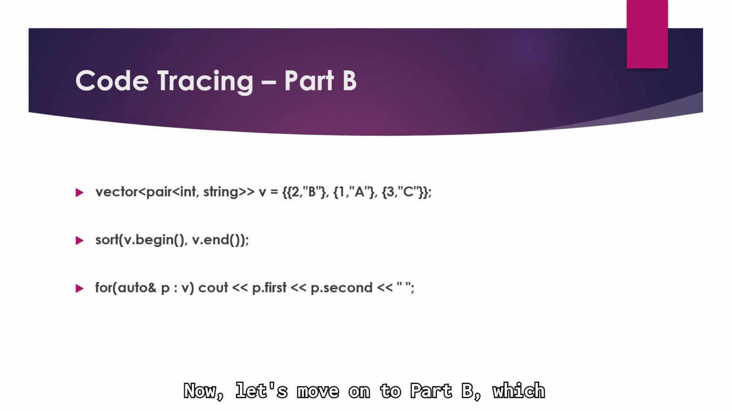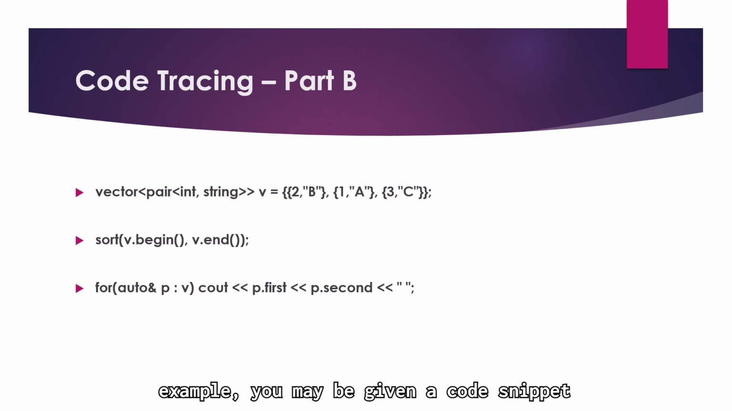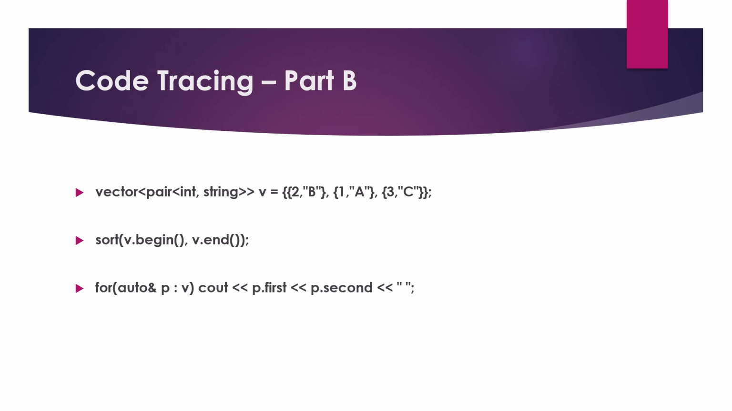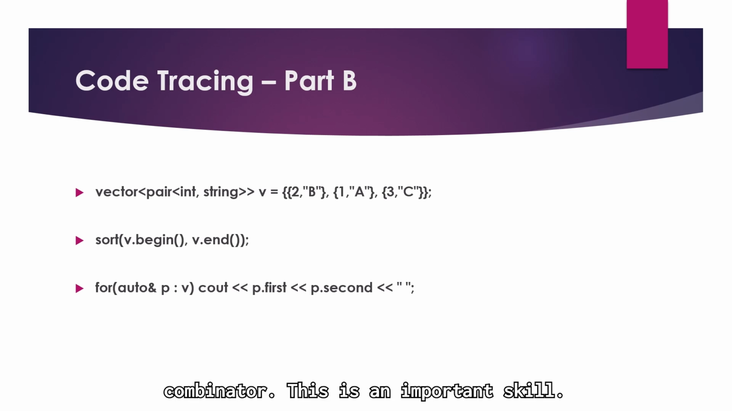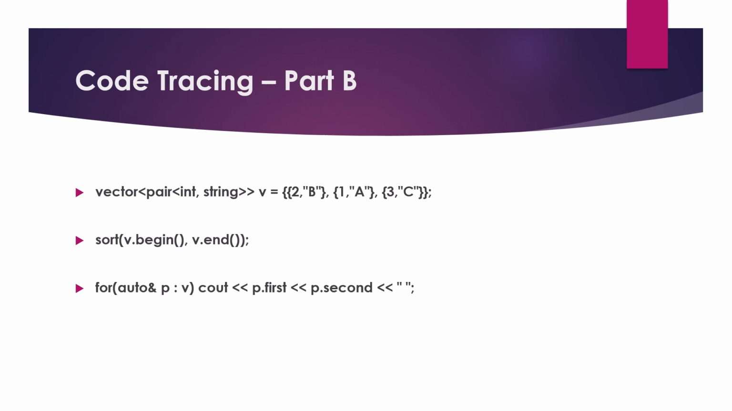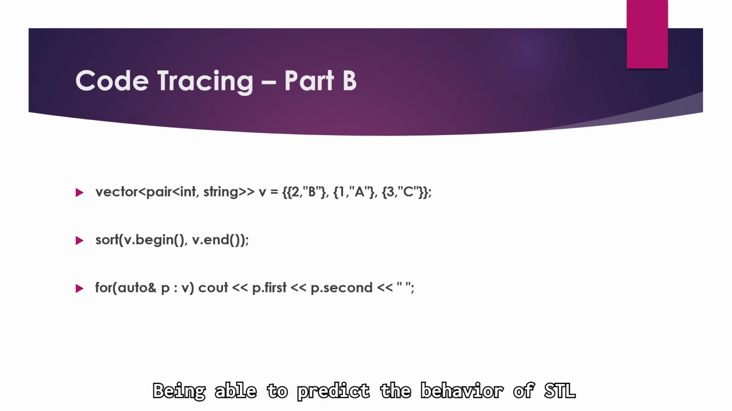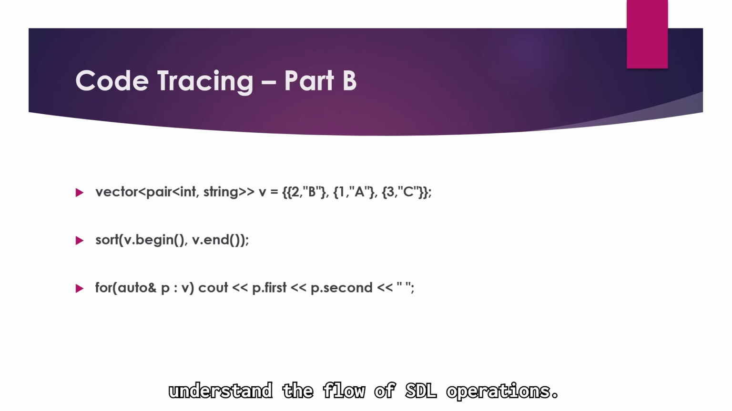Now let's move on to Part B, which consists of code tracing problems. For example, you may be given a code snippet where you are asked to trace the output of a program that uses a vector of pairs and sorts it based on a custom comparator. This is an important skill. Being able to predict the behavior of STL algorithms and containers in real time will make you a more efficient programmer. The goal here is to evaluate how well you understand the flow of STL operations.